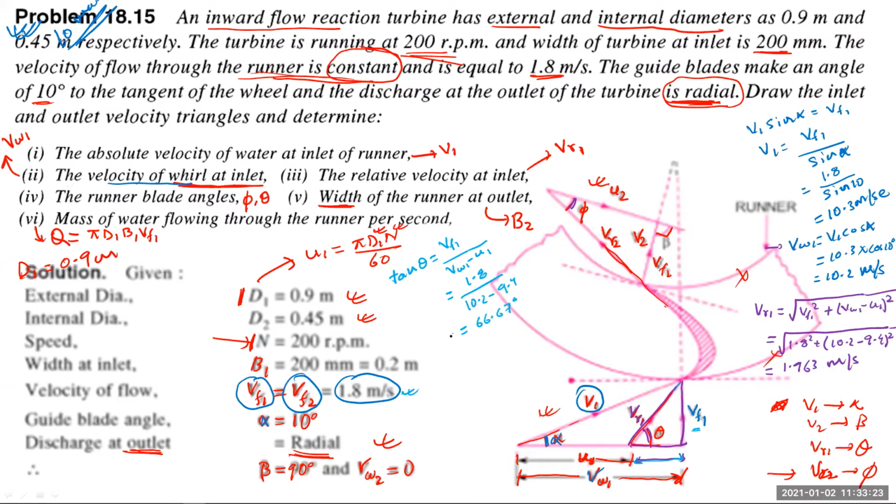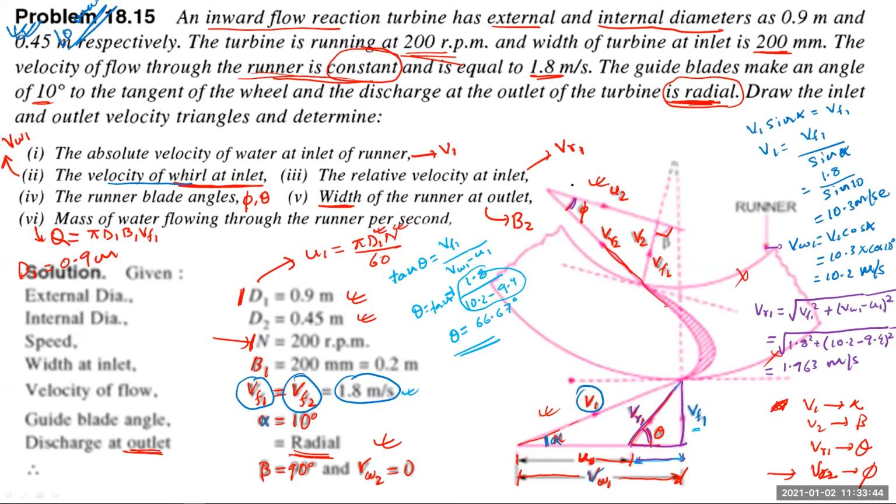66.67 degrees. This is theta. You will get this value as tan theta. After that you have to do theta equals tan inverse of this value. So you will get the value of theta. This you have to do, and from here you get the value of theta.